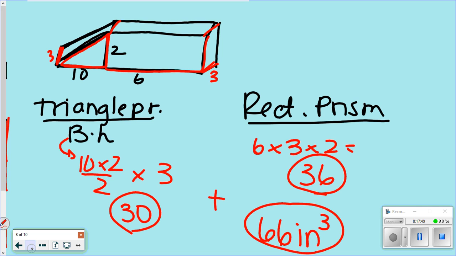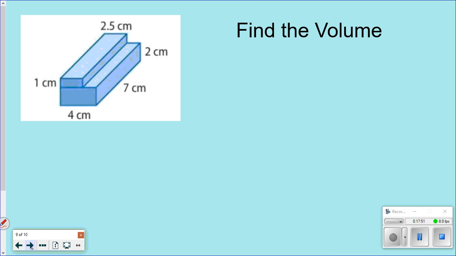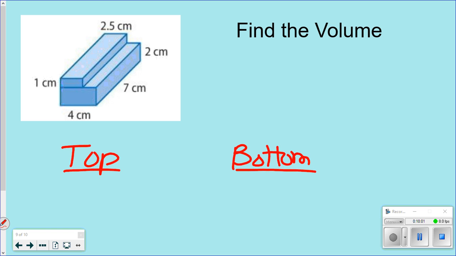So one by one. Last one, let's talk about this one. Sorry about this. So you have the top. You have a bottom. Let's talk about that top prism. What are the dimensions of this top prism? 1 times 7 times what? So we have a 1, a 7, and 2.5.